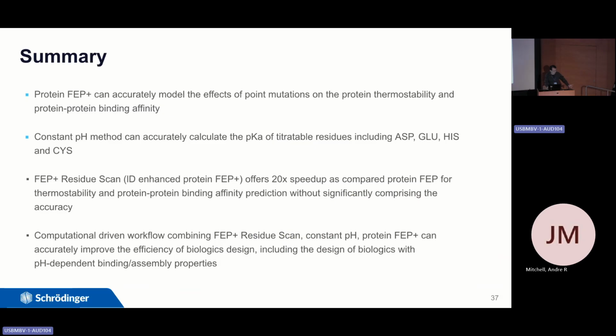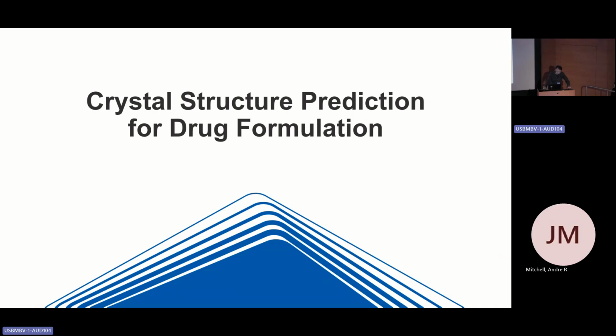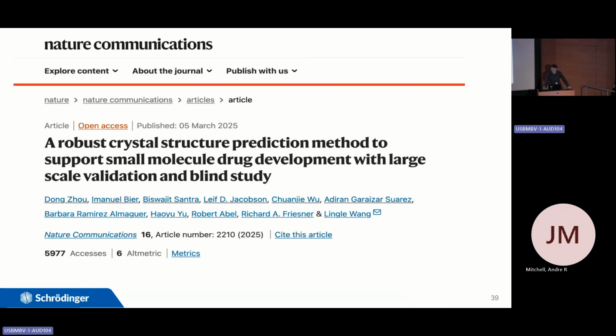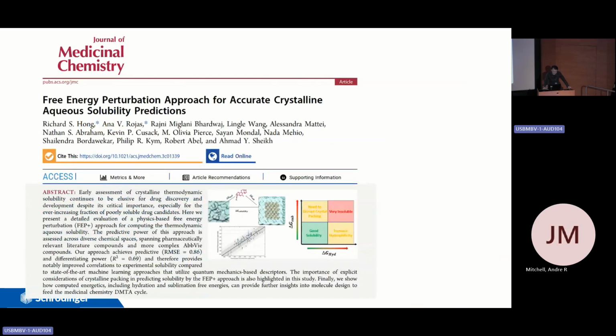I know I'm running out of time, so I'm going to skip the summary for this section, and also want to highlight that we have also developed methods that can accurately and reliably predict small molecule crystal structures and solubility calculations to help small molecule drug formulation. You can read more details of the methods and validation in those papers. And I want to stop here and take any questions.